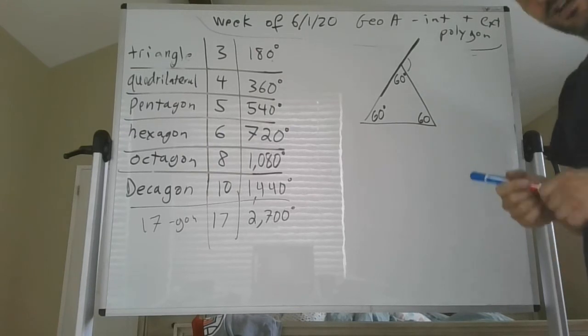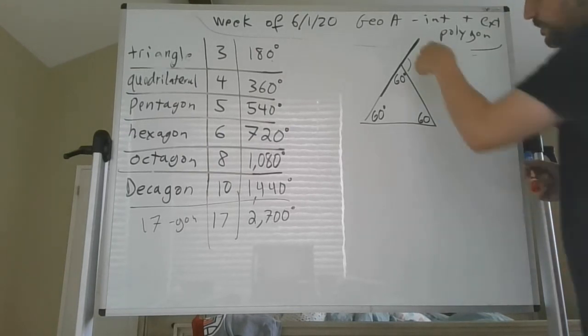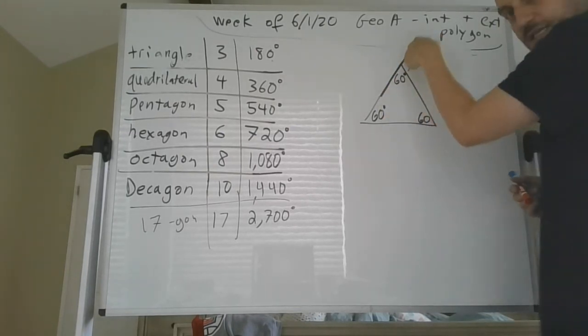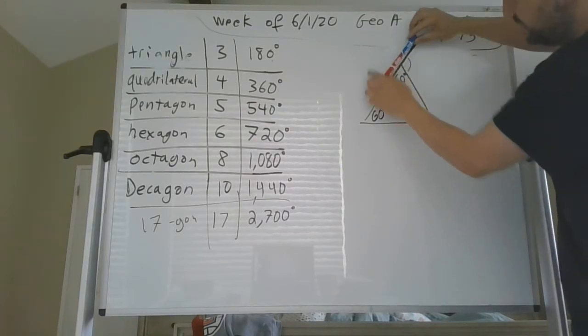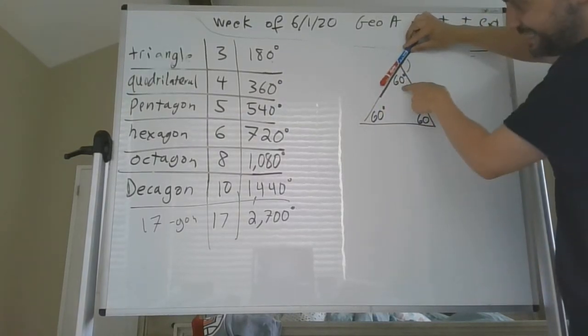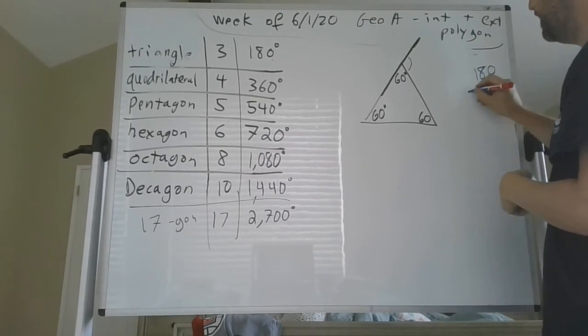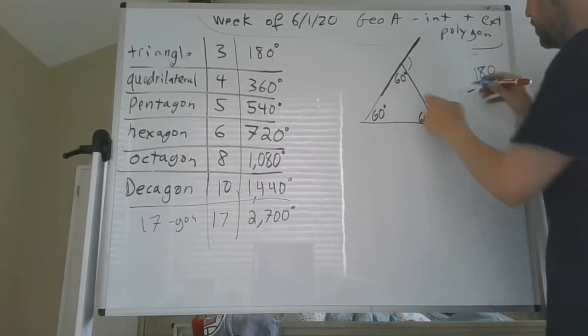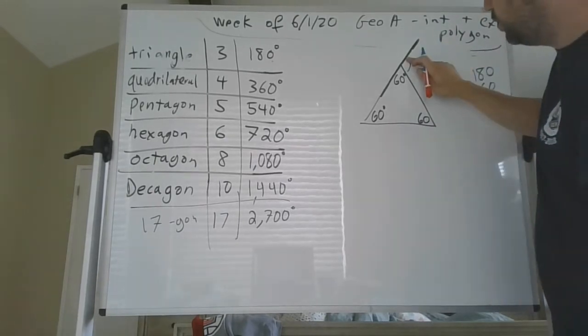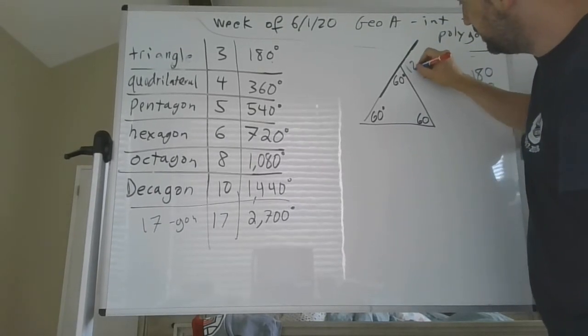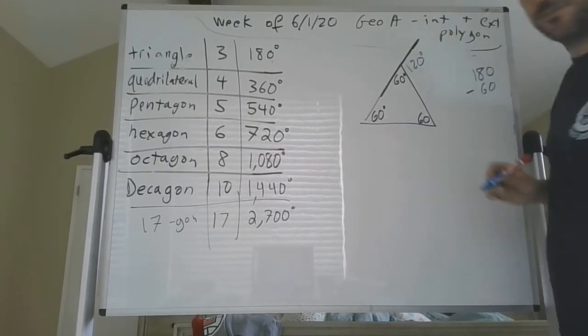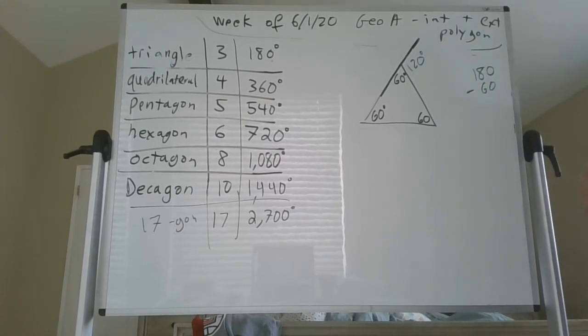We don't need a protractor for this. We already know what it is. Because think about it, remember, a straight line is equal to 180. So if this is a straight line, that's 60. What is 180 minus 60? We are going to be left with 120 degrees.